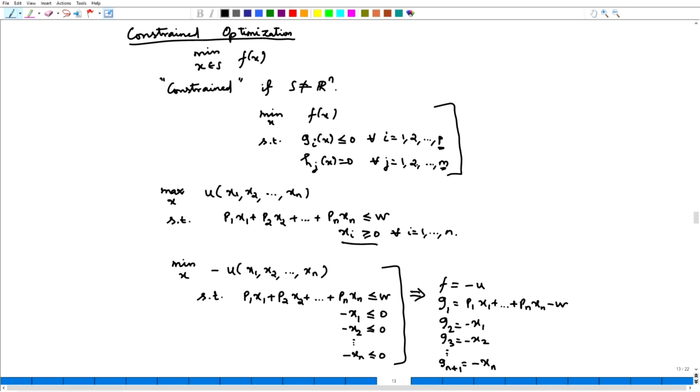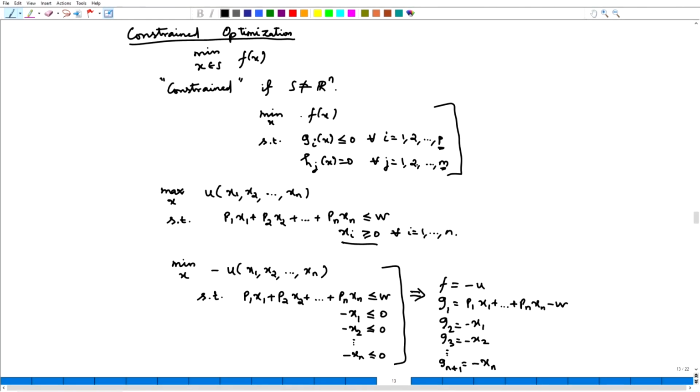This actually defines, as you all know, a constraint set. And in the next lecture we will learn how to find the solution of a constrained optimization problem when it is of this particular form: minimize f of x subject to g i of x less than or equal to 0 for i equal to 1 to p, and h j of x equal to 0 for all j equal to 1 to m.